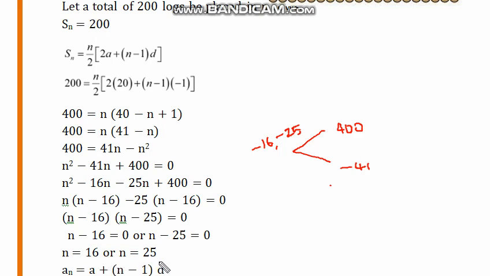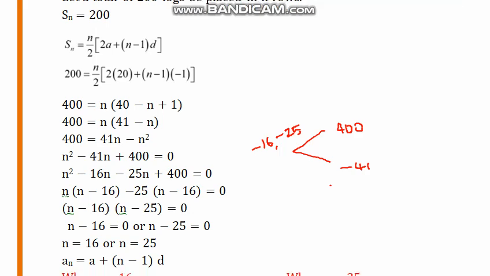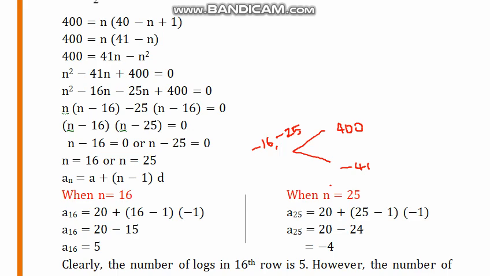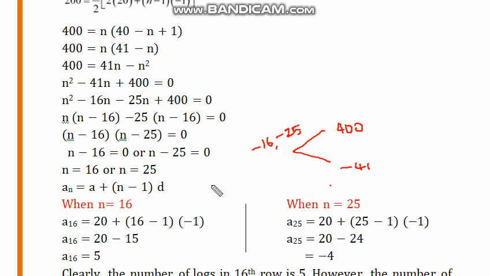Here we found two n values, but only one n value is suitable. Either 16 rows will be there or 25 rows will be there. We need to check which is the suitable answer. How to check this? We know the n value, so next we need to find the nth term, an equal to a plus n minus 1 into d. The nth term is the number of logs, so that should be positive.